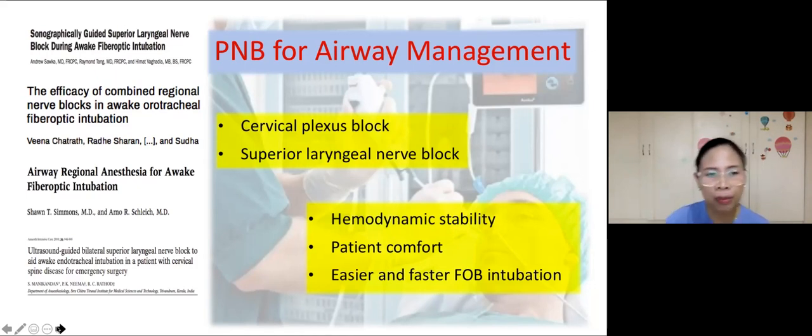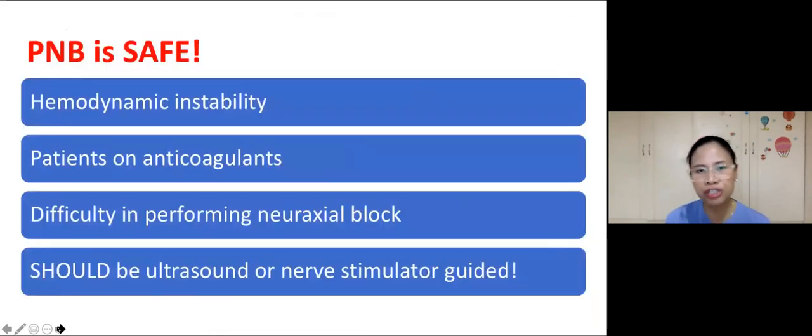Okay, so in summary, for the procedures discussed, PNB is safe, no? Especially if your patient is hemodynamically unstable. For patients who have anticoagulants on board, it would be safer to do a block. And also, if a neuraxial block would be difficult to perform, I would suggest that you perform a peripheral nerve block on patients.